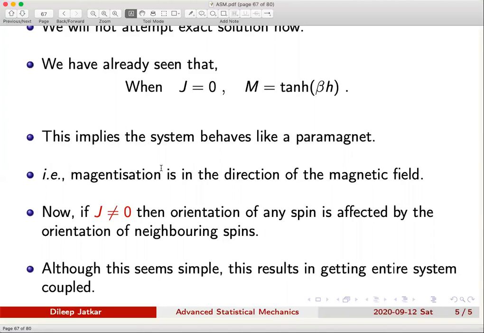Nevertheless, although the system may look simple, it actually effectively couples all spins to all spins, because the ith spin is coupled to all its neighbors, but its neighbors are coupled to their own neighbors, which takes you a little out to next to nearest neighbors, and then next to nearest neighbors, and so on. So the system is coupled in a non-trivial way.